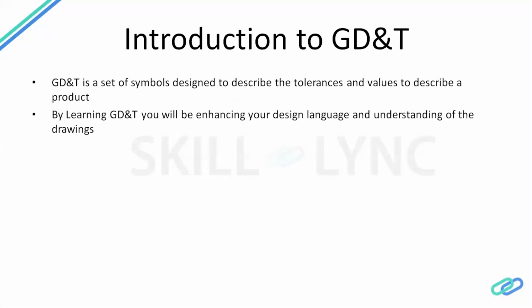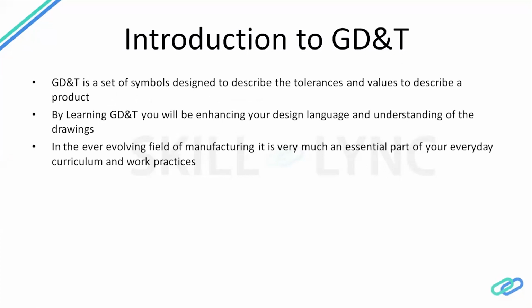GD&T is a set of symbols which we use to describe the tolerances for a product or a design, for any kind of sheet metal or casting, anything. So why do we want to learn GD&T and what is the significance of it? When you learn GD&T, it will enhance your design language.